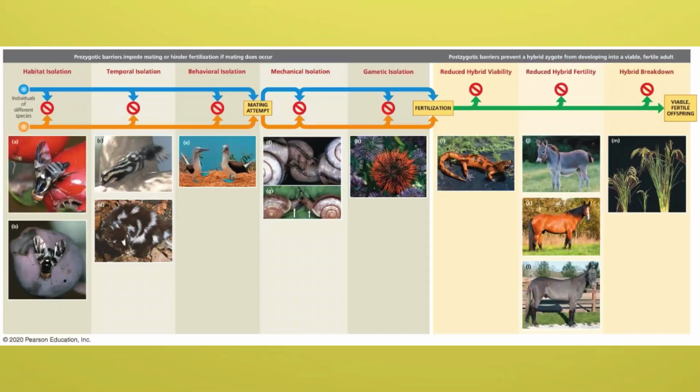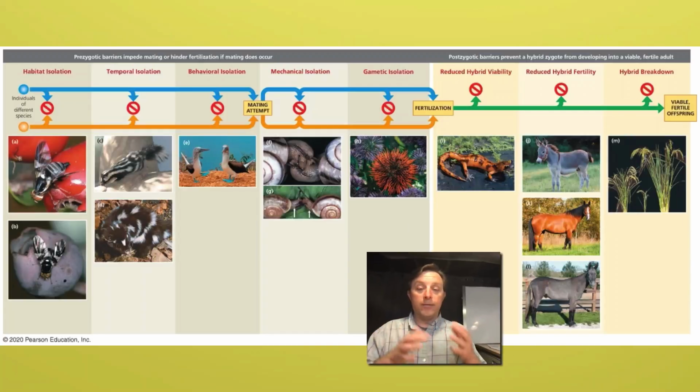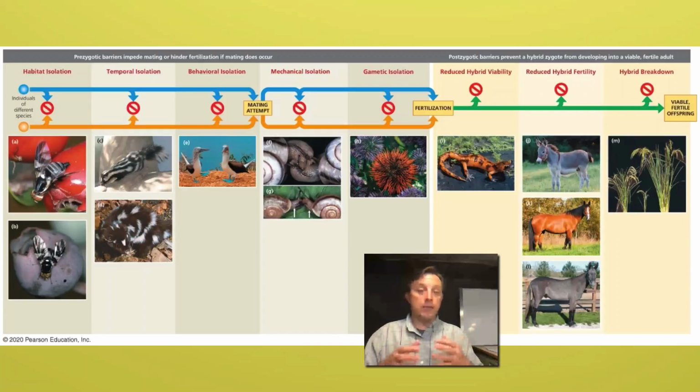So prezygotic barriers would either block a mating attempt, or if a mating attempt does occur, prevent successful fertilization. The post-zygotic barriers are after a fertilization event has occurred, but the offspring then do not go on and represent a new species.